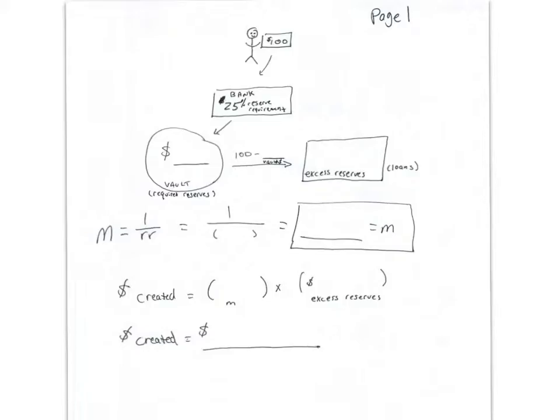So let's pretend you are up at the top and you are going to deposit $100 into the banking system. So you're going to give $100 to the bank. The bank has a 25% reserve requirement. So that would mean that the bank is going to have to deposit 25% into required reserves, or $25. The rest of that money is going to go into excess reserves.